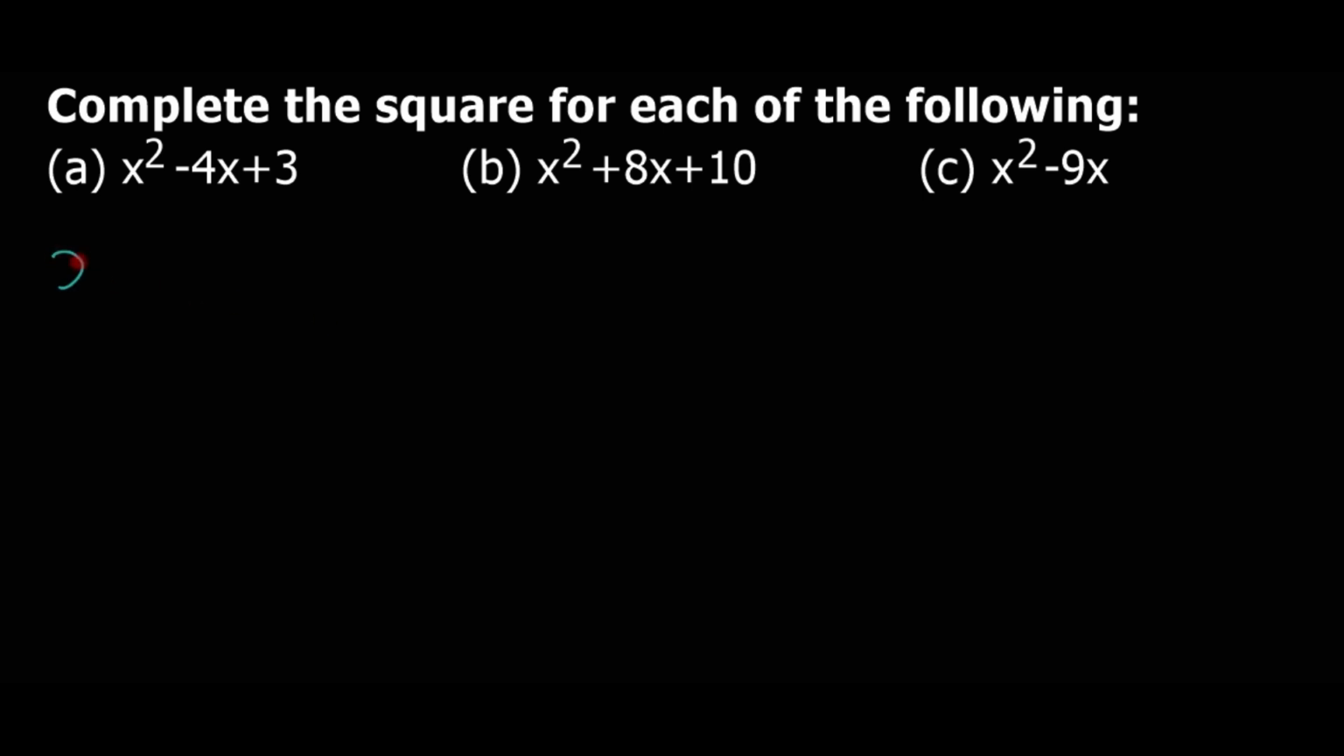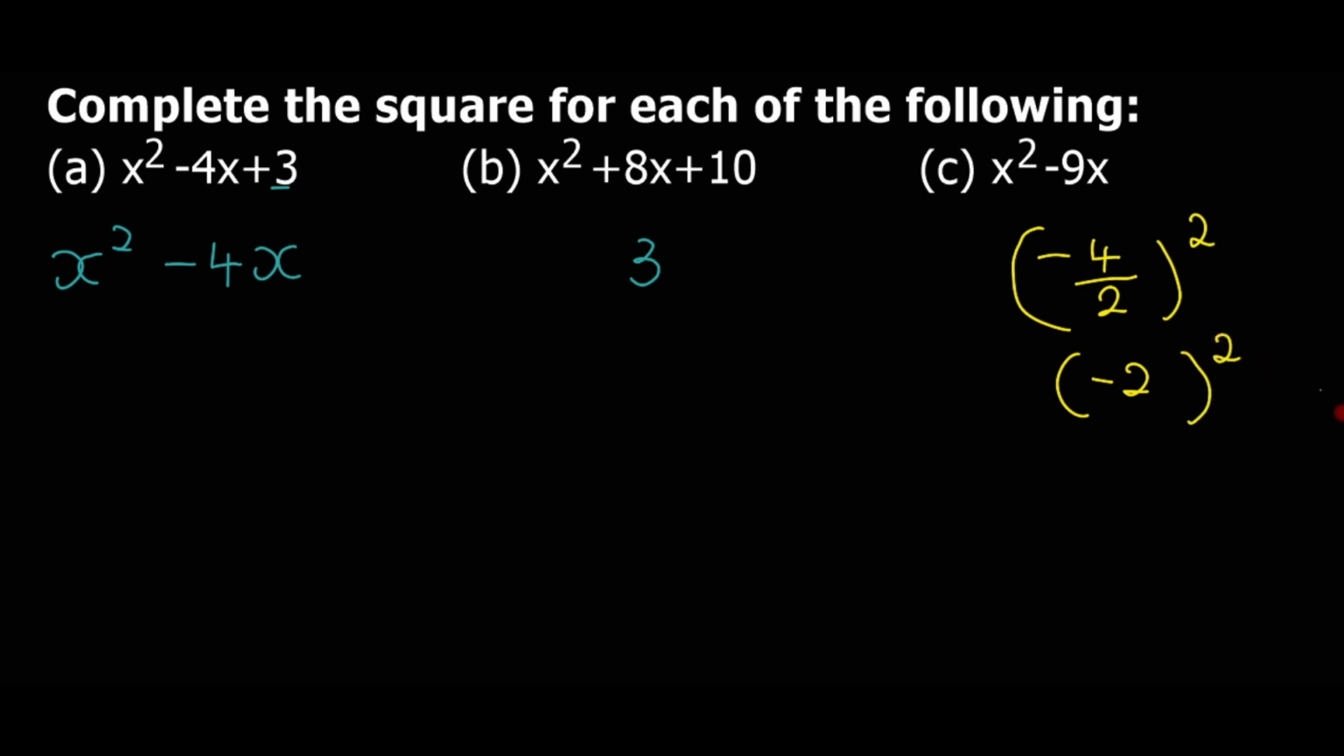The first thing, we write x squared minus 4x, and then leave a space, and write the 3 apart. This is because we are going to add something. Now let's see what we are going to add. We always take our b term, this is minus 4. We divide this b by 2 and then square it. So we have minus 4 over 2 and then all squared. Minus 4 divided by 2 is minus 2. So now we write this here: minus 2 all squared.